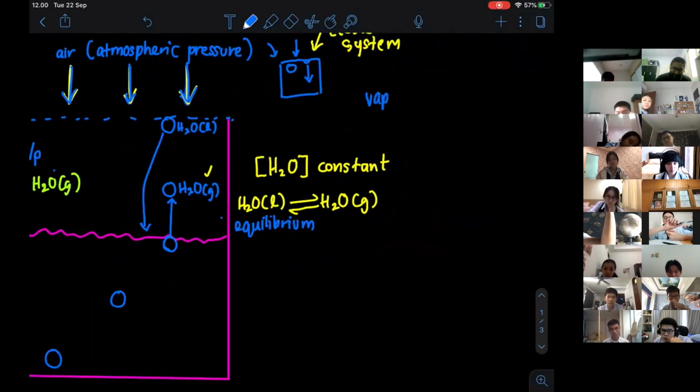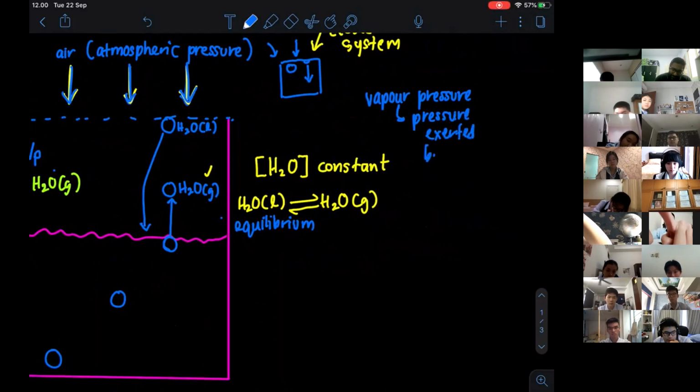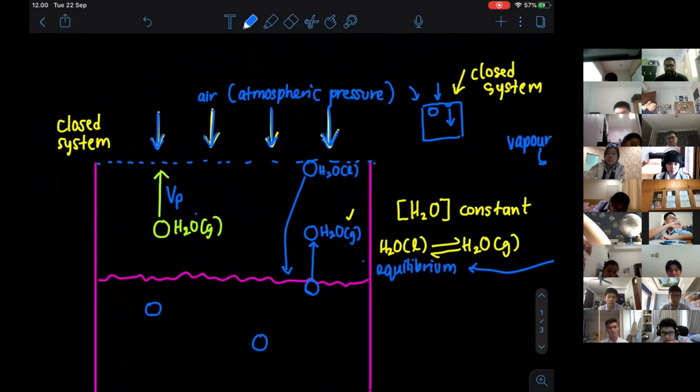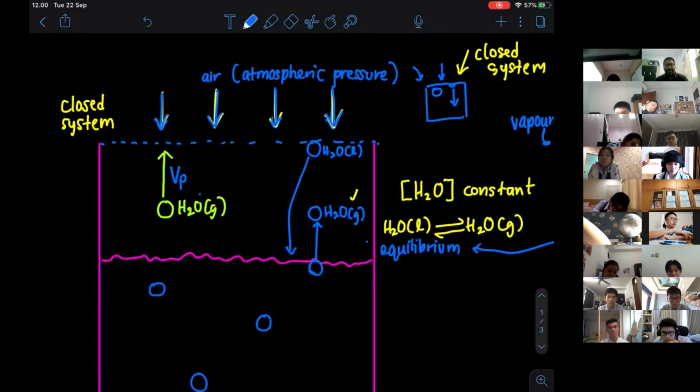What is vapor pressure? Vapor pressure is the pressure exerted by the vapor in equilibrium. So now they are trying to exert pressure, but they cannot go out. Under certain situations, when they have enough energy or enough vapor pressure to overcome the atmospheric pressure, then evaporation and boiling can happen.